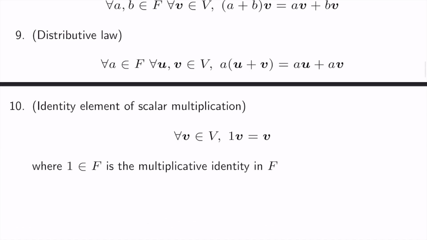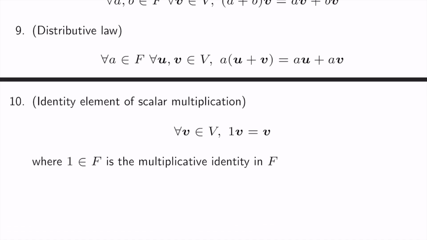And finally, the identity element of scalar multiplication is just the identity of the field F. For any vector v in the set V, 1 times v is equal to v itself. This 1 is the multiplicative identity in the field F. So if we multiply this constant to any vector, it doesn't change that vector.